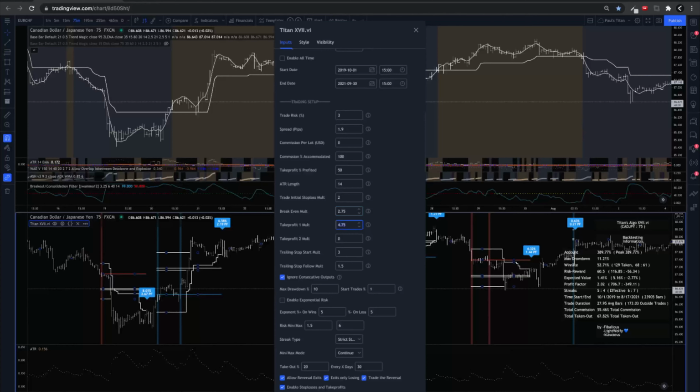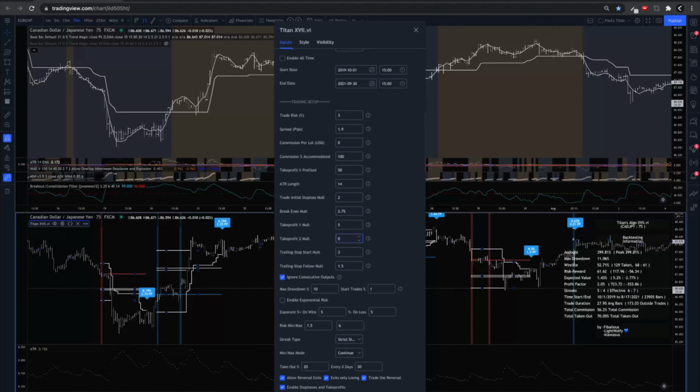The take profit 1 right now is at 4.75. That seems pretty far. Let's try 4.5, see if that improves. Nope, that goes down. So let's try 5. Maybe take profit 1 needs to be 5 times my ATR. Sure does. Look at that. Let's try 5.25. Squeeze more out of this market. Can we break the 400% mark? Nope. So 5 is best.